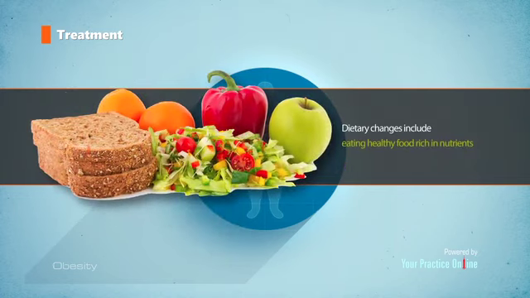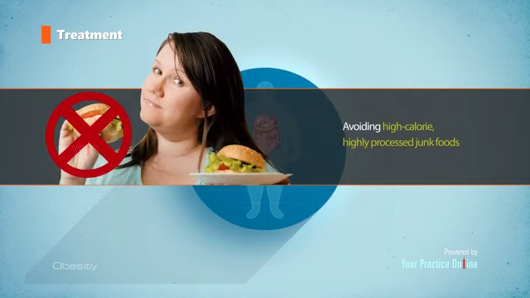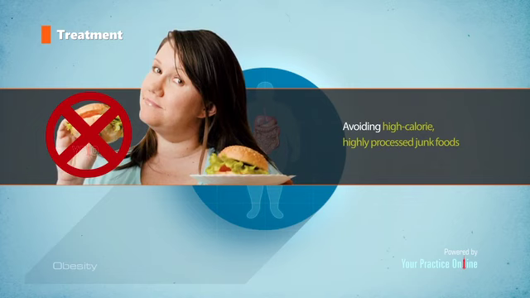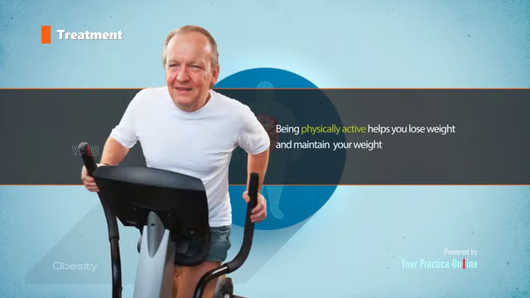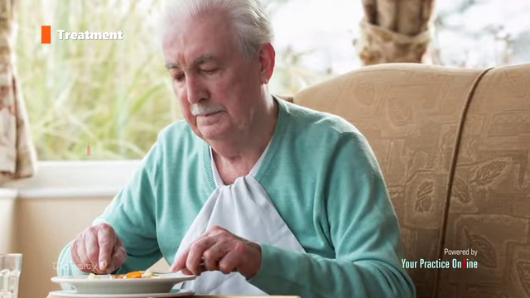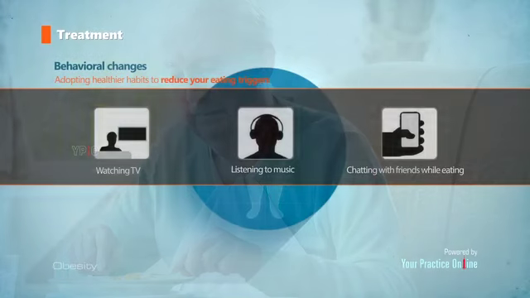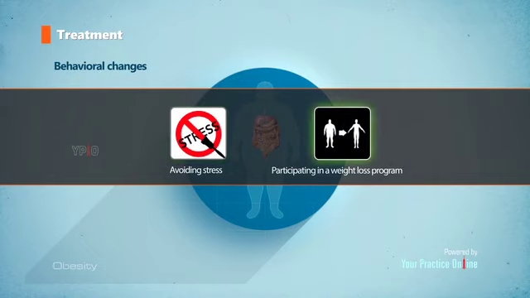Dietary changes include eating healthy foods rich in nutrients while avoiding high-calorie, highly processed junk foods. Being physically active helps you lose weight and maintain your weight. Behavioral changes include adopting healthier habits to reduce your eating triggers, such as watching TV, listening to music, or chatting with friends while eating, avoiding stress, and participating in a weight loss program.